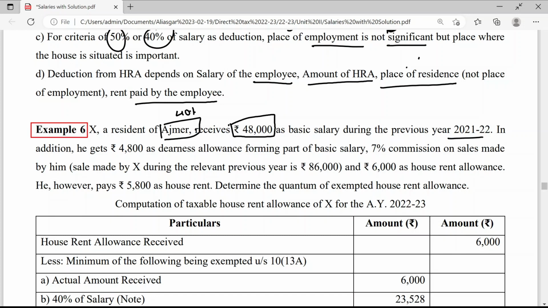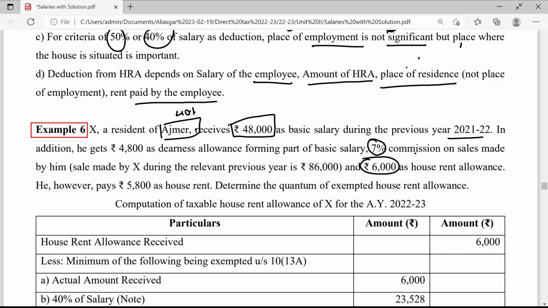In addition, he gets 4,800 as dearness allowance. So this is his dearness allowance and forming part of salary. That means you have to consider all the salary because it is forming part. Now, next thing that you have to take is 7% of commission on sales made by him. So he is getting 7% of commission and this is on turnover. Now you have to identify what is the turnover achieved by Mr. X. Sales made by X during the relevant previous year is rupees 86,000 and rupees 6,000 as HRA. That means he has received house rent allowance of 6,000.